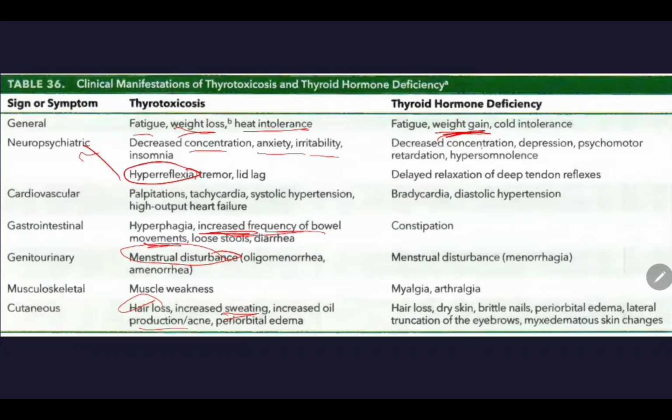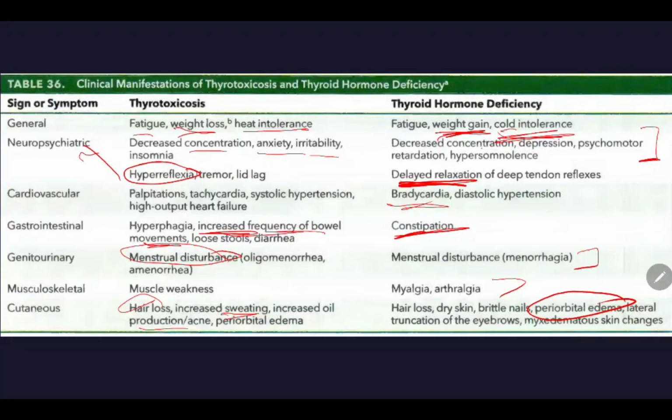The pathophysiology is complicated in this, but I'm trying to make it easy here. You also have cold intolerance, which is because you don't have your heat system, so your body cannot regulate your heat, so you feel cold, which is the opposite of hyperthyroidism. The concentration problem here is the same, and the neural reflexes will be different. Here we have delayed relaxation, and we have constipation in the gastrointestinal system, bradycardia in the heart. Menstrual issue is the same, muscle weakness, and you have edema all around your body.